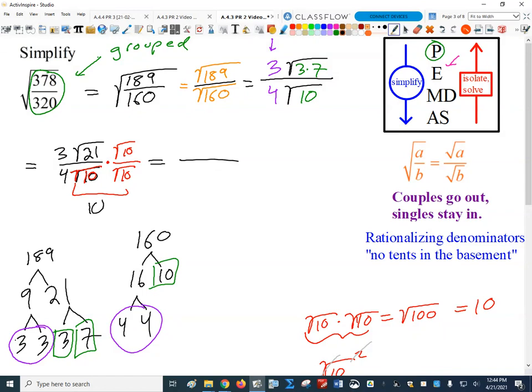On the bottom, I get 4 times... I multiply things in pairs. So I multiplied this pair first and got a 10. Now I'll take that answer and multiply it by 4. So there's the next pair I'm multiplying. I get 40 on the bottom.